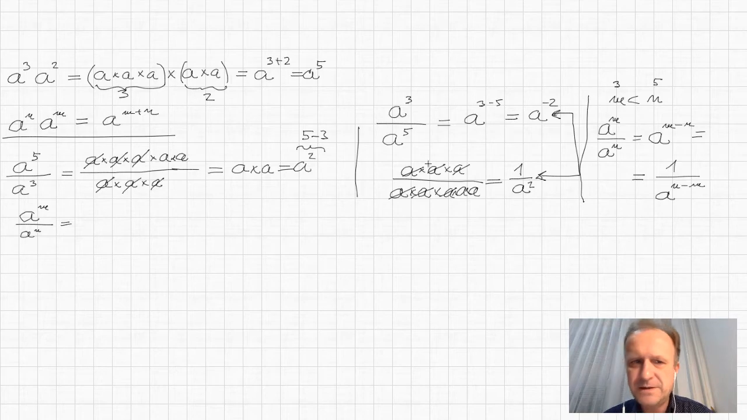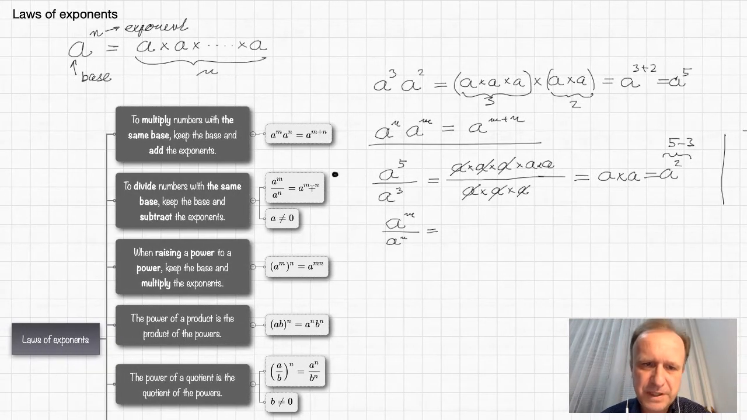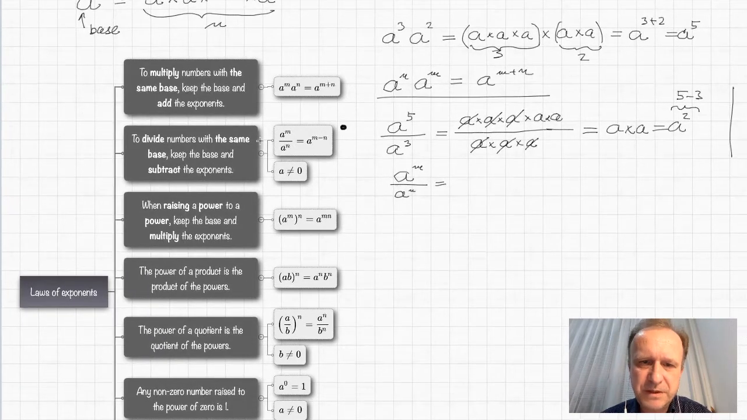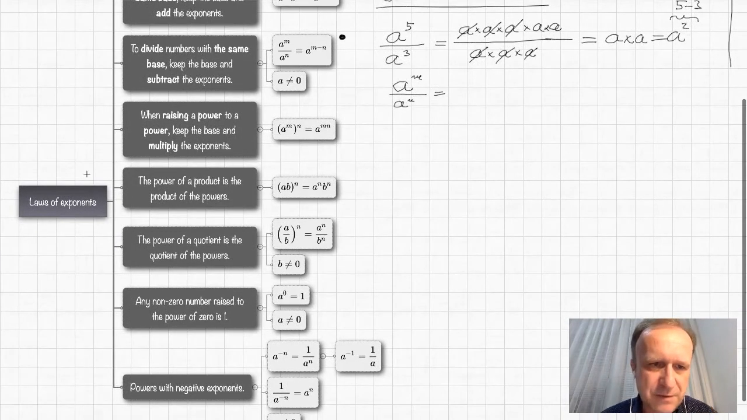So this is some interesting note regarding this formula, and I'll come to what the meaning of the negative power is a little bit later, but now let me continue with the next law. The next law says, when raising a power to a power, keep the base and multiply the exponents. So you have a formula: a to the power of m, all that to the power of n, is a to the power of m times n.